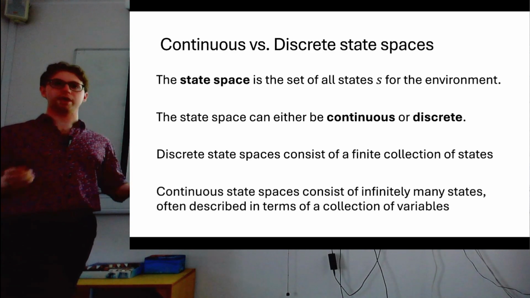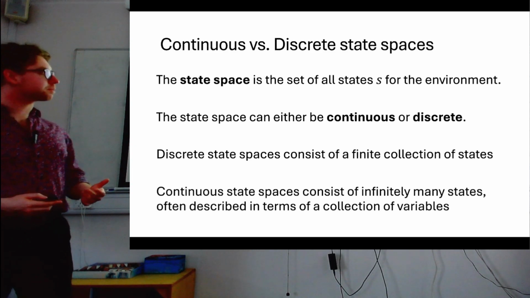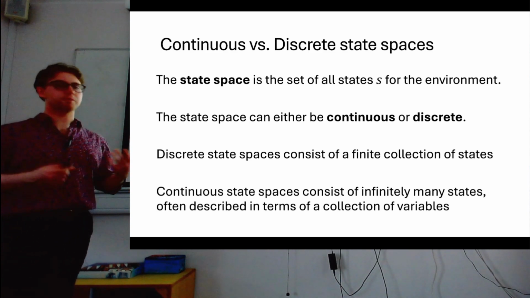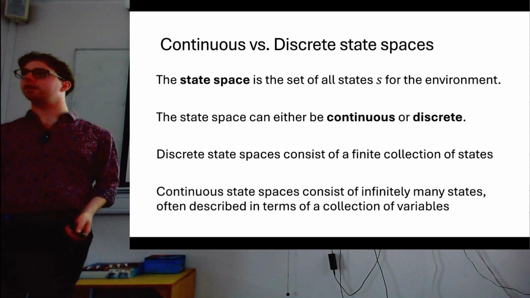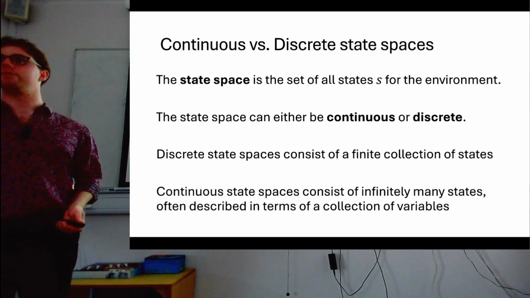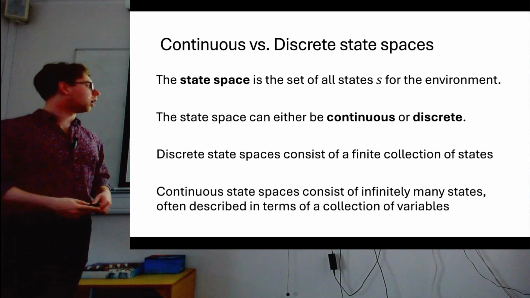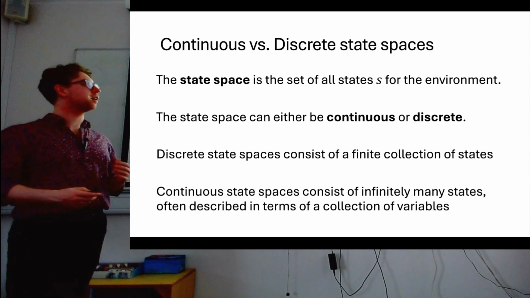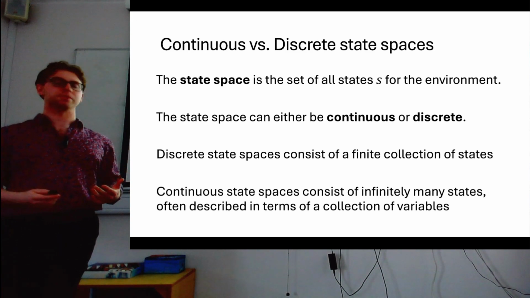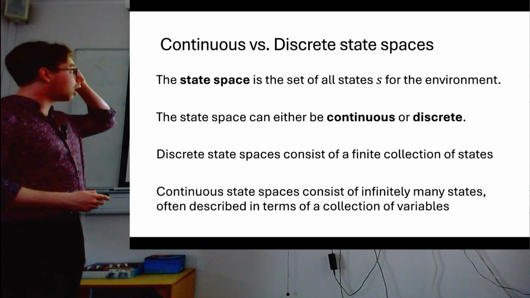So discrete means you have a finite collection of states, and continuous means you have infinitely many states, and you can usually describe these in terms of a collection of variables. For example, the position and velocity of a point. We're going to see some examples of these, so if it's not quite clicking yet, don't worry. We're about to get to some concrete examples that we can go through.